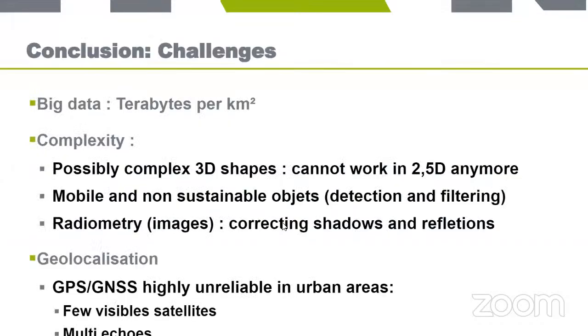So as a conclusion for this presentation on digital city twins, I wanted to talk a little bit about the challenges. One of the challenges of making very high resolution and high fidelity city models is to handle an insane amount of data. Usually, especially if you're using mobile mapping, you have terabytes per square kilometer. You have an important complexity of the scenes, so possibly complex 3D shapes, so we cannot work in 2.5D anymore. You have mobile and non-sustainable objects. You have radiometric issues where you have to correct shadows and reflections. And you also have problems with geolocalization, because in cities GPS and GNSS are usually highly unreliable. And so that raises important issues of registration. That's why I had a part on registration in this presentation.